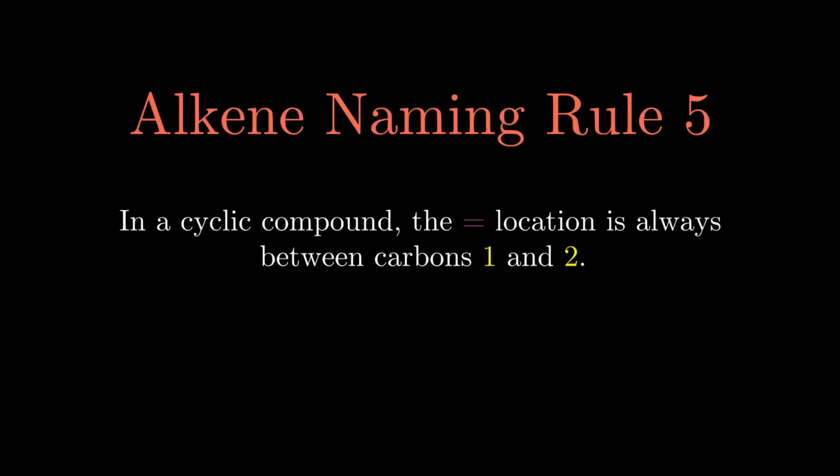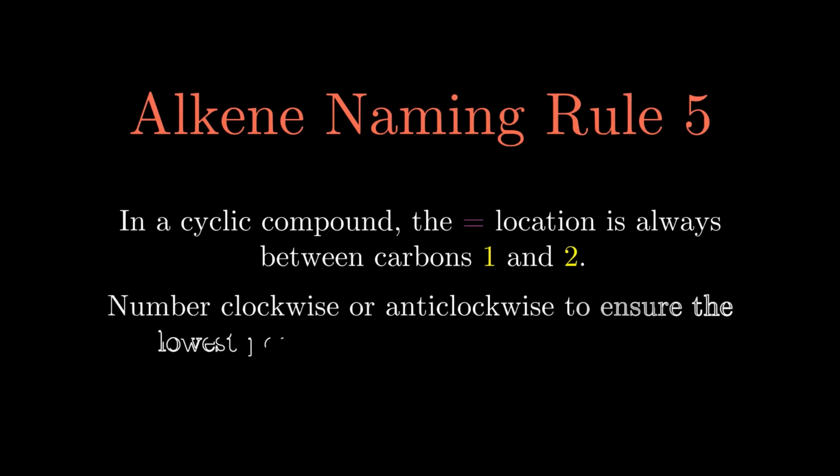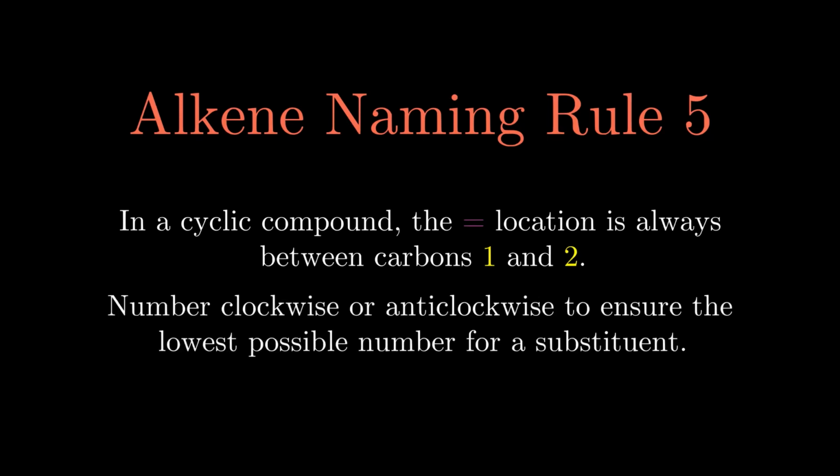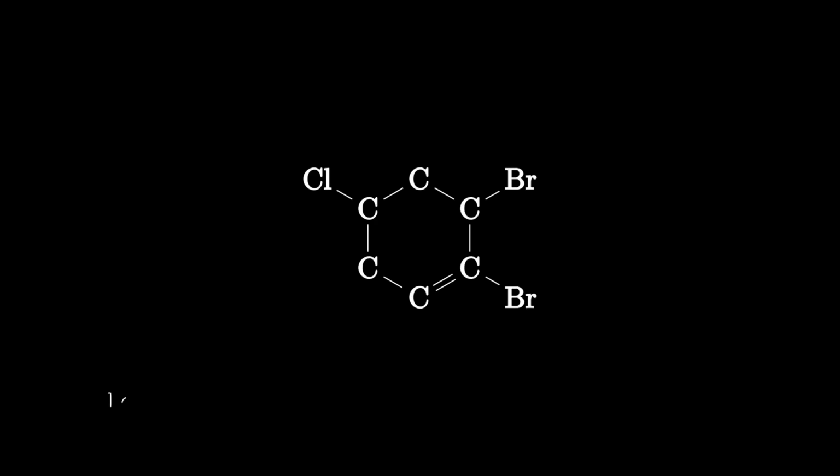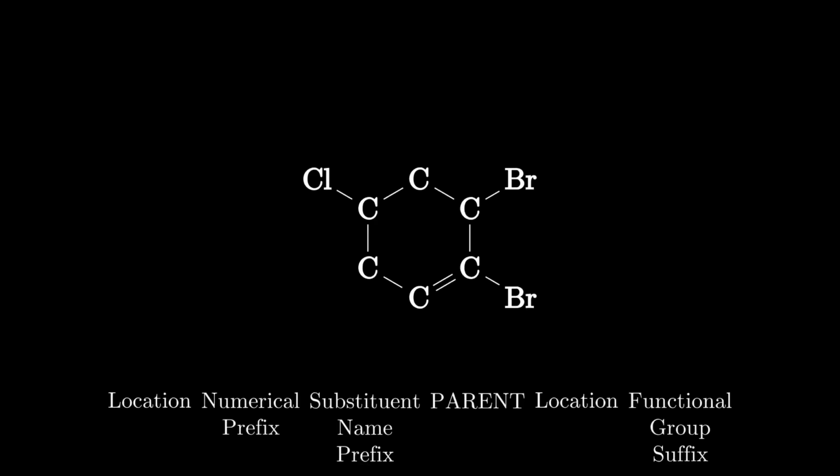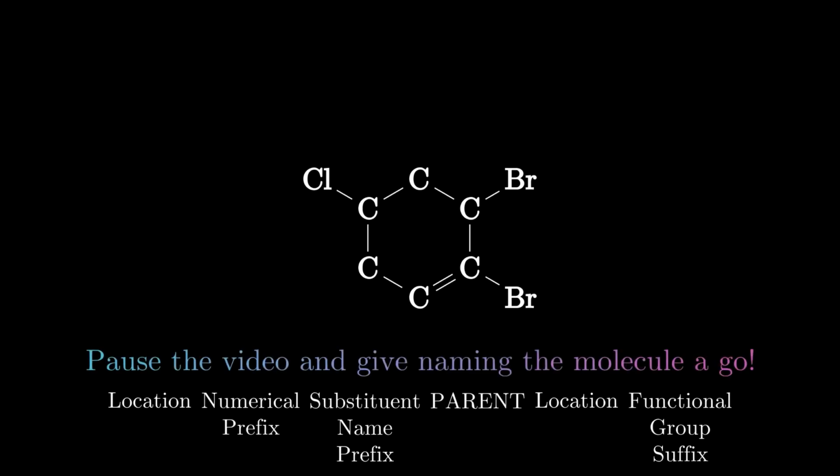In a cyclic molecule, the double bond is considered between carbons 1 and 2 automatically. Then we number clockwise or anticlockwise to ensure the number for a substituent is as low as possible. So try naming this molecule now. You already know the basics, so give it a go.